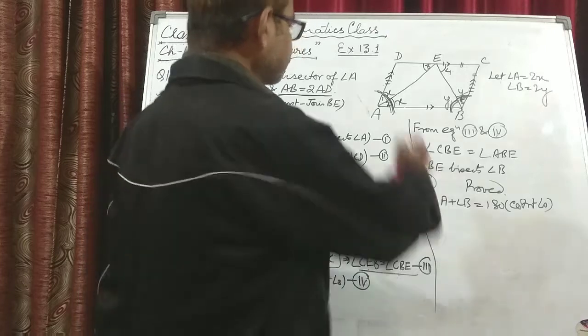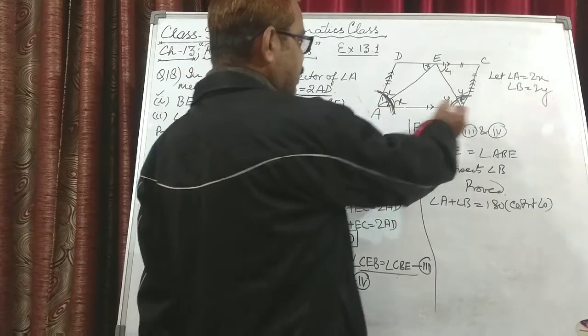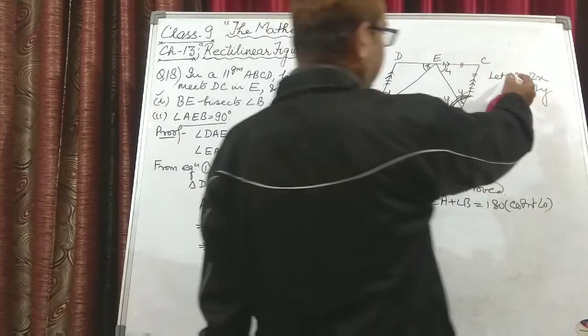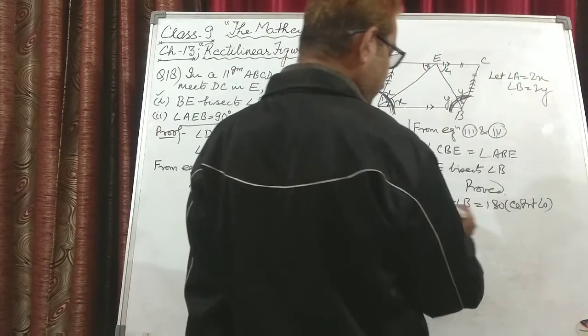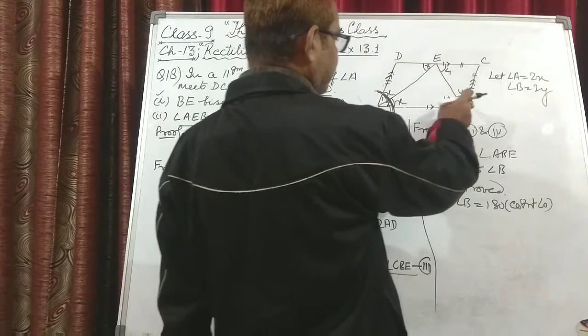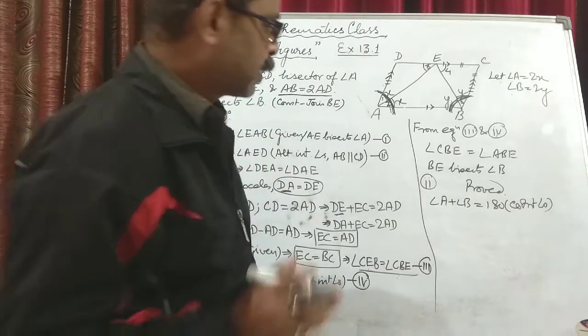What I have done, I have assumed the total angle A as 2x and total angle B as 2y. So I have written let angle A be equal to 2x, let angle B be equal to 2y. So we know that A plus B is equal to 180. This total angle and this total angle is equal to 180 because they act as co-interior angles.